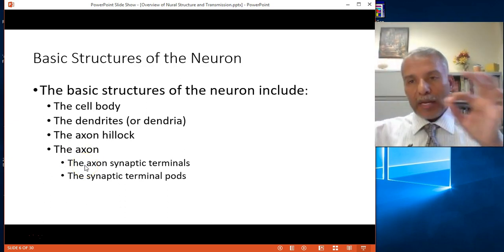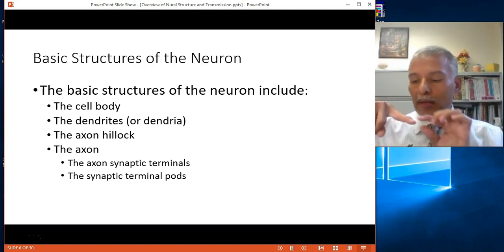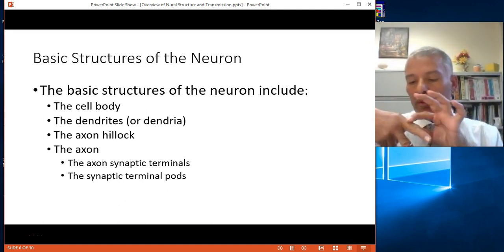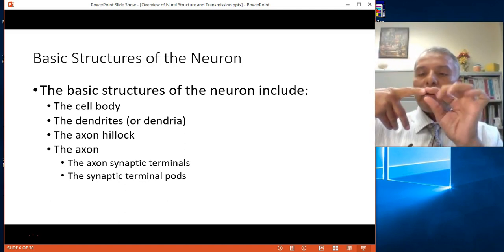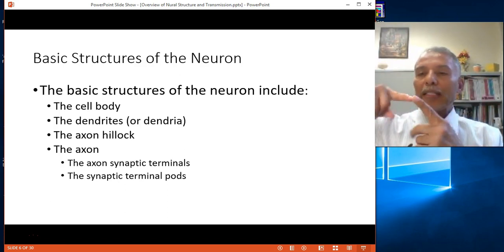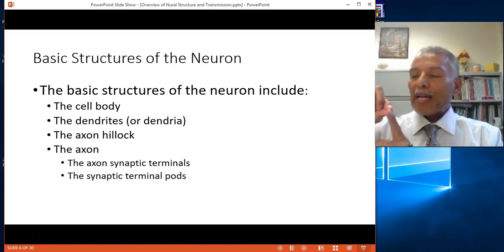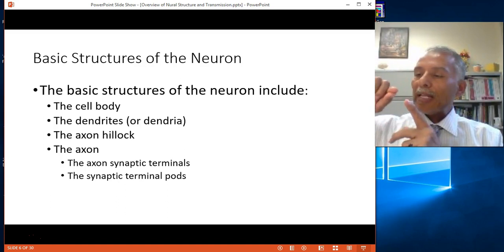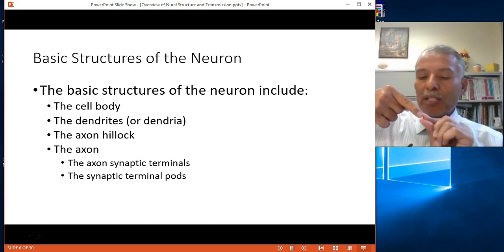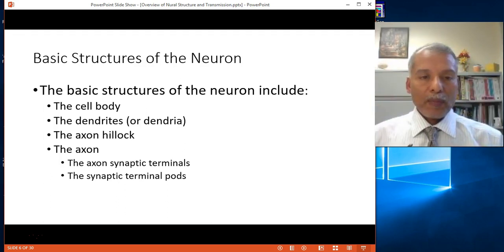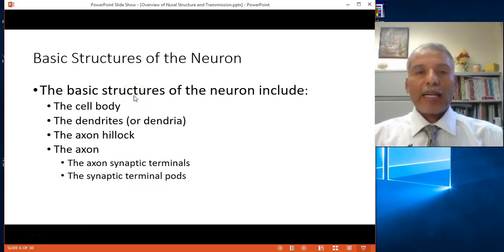And at the end of an axon, you have branches called synaptic branches. And at the very end of a synaptic branch, you have a little foot-like structure called an end pod, sometimes called boutons as well, which synapses with a dendrite of another cell to make a synapse. So let's look at some of these structures and see exactly how they work.